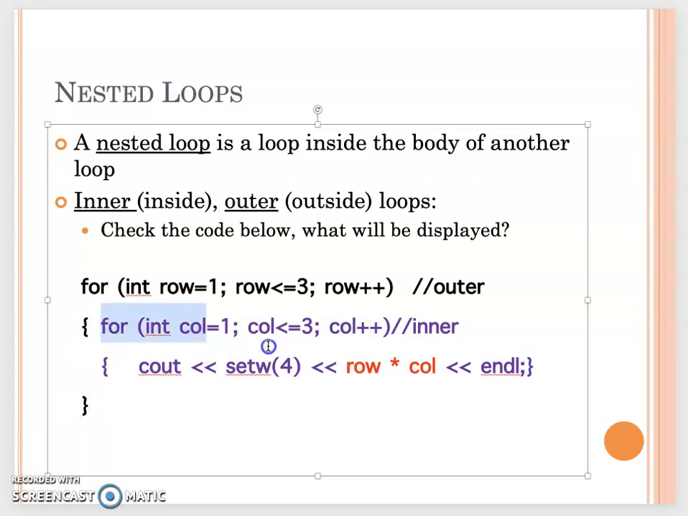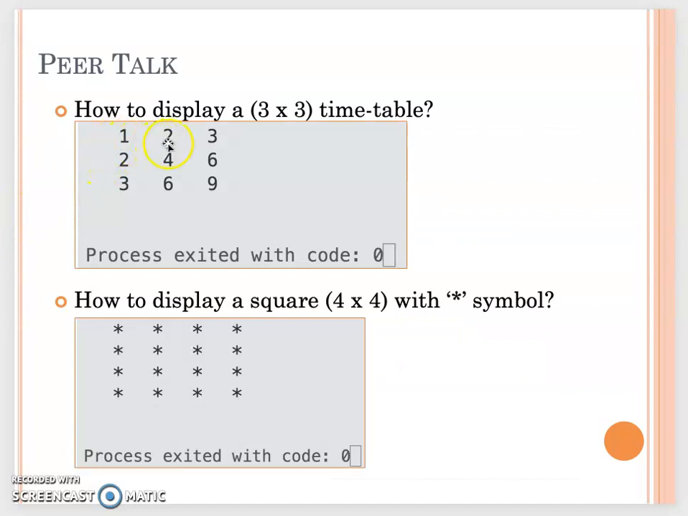So after I finish the whole inner loop, then I will go back to my outer loop. But after the first iteration, when row equals 1, column starts from 1, 2, and 3. So that's why here is our first line. Okay, so that's the first iteration of the outer loop.